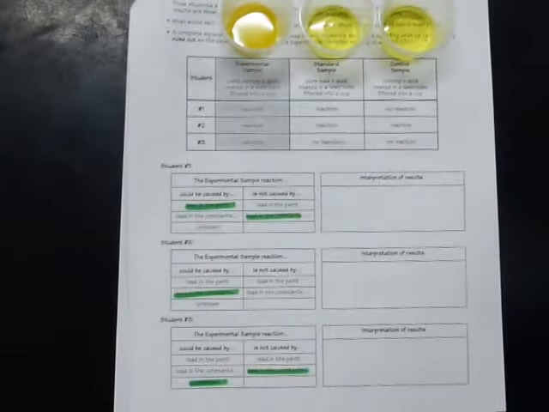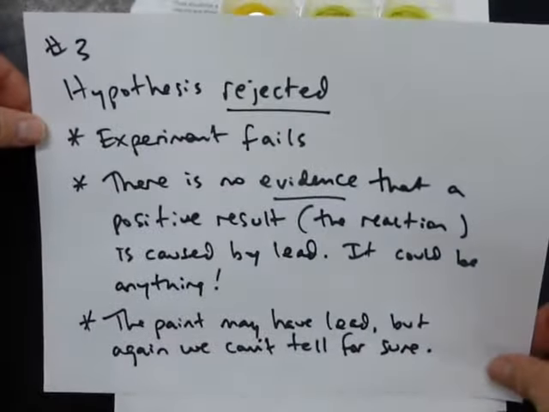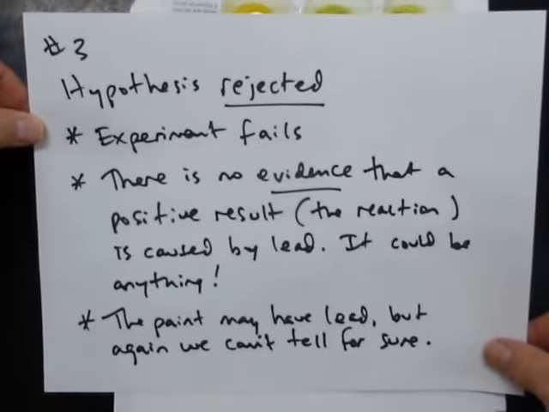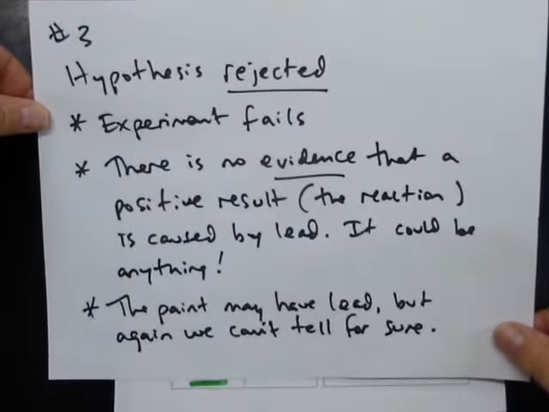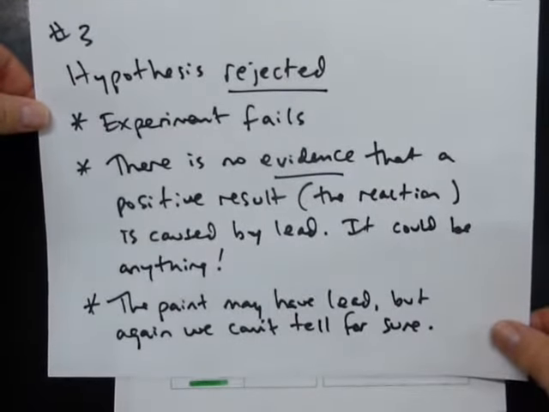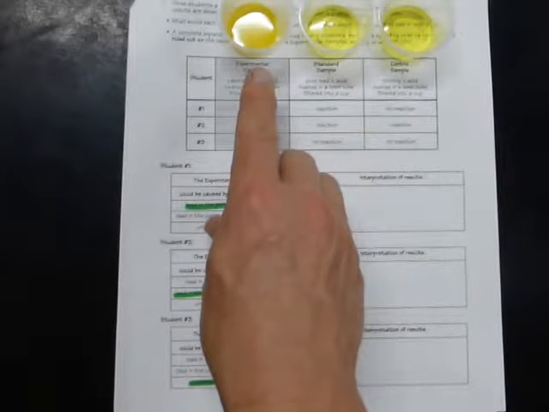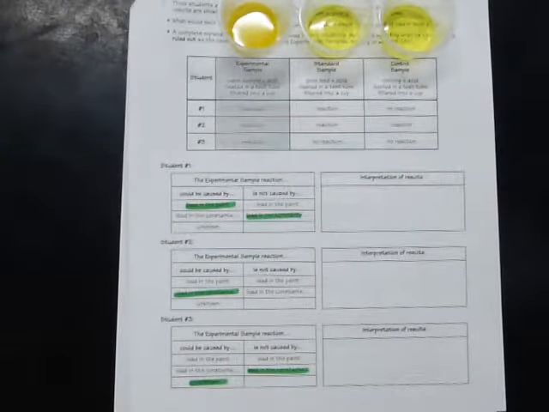So student number 3 is going to have to reject the hypothesis, again because the experiment fails. There's no evidence that the yellow reaction is caused by lead. It could be anything. We don't know. The paint could have lead in it, but again, we can't tell for sure because we don't have a result that shows us that lead makes this reaction. So using that as your guide, you should be able to interpret the results that you'll get when you do the experiment with your paint sample.